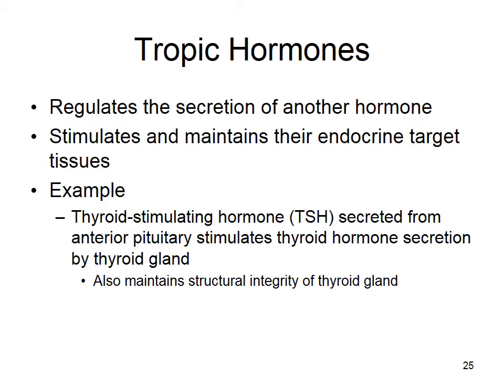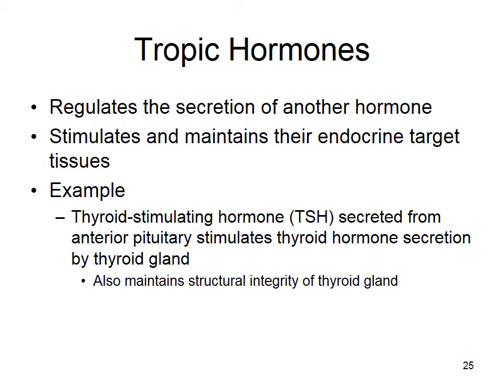So a classic example of this is the anterior pituitary gland releases the hormone called thyroid stimulating hormone, or TSH. Thyroid stimulating hormone then goes to the thyroid gland, and it tells the thyroid gland to release thyroid hormone. Okay, so TSH doesn't have any direct actions on metabolism. It just tells the thyroid gland to release thyroid hormone, and then thyroid hormone has the direct actions on metabolism.